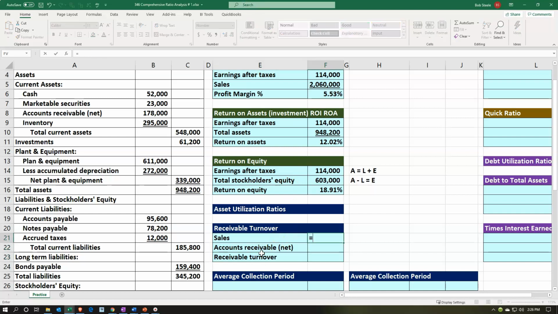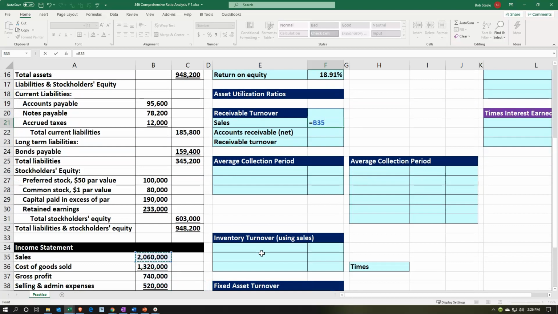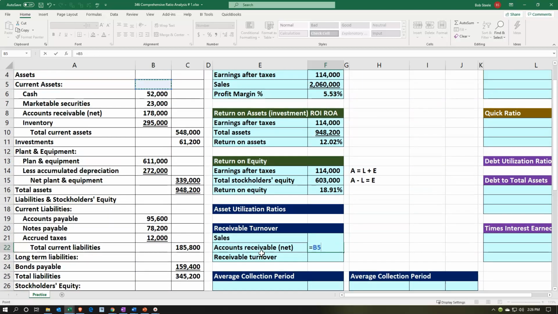So we're going to take our receivables turnover. Then we'll pick up our sales, which are going to be this $2,060,000. We'll pick up the receivables, so the receivables are going to be up top, and that's going to be the $178,000. Then we'll divide those out. This is going to be equal to the sales divided by the accounts receivable.